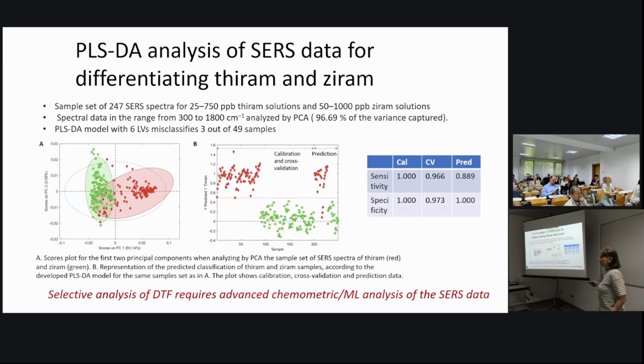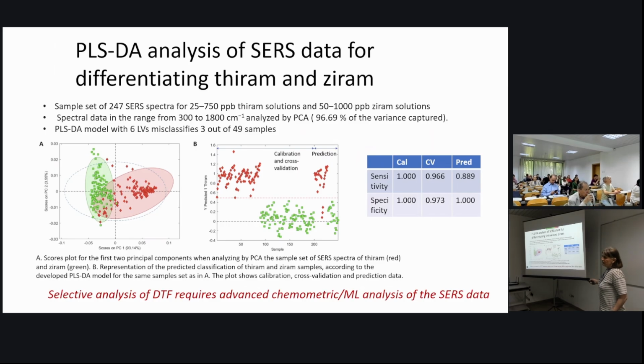So we have used partial least squares discriminant analysis. We had a set of 247 spectra, from which 198 were used for calibration and cross-validation, and 49 spectra were used just to test, to predict if we had thiram or thiram in them. From these 49 spectra, 3 samples were misclassified. So the sensitivity and specificity of this model were quite good.